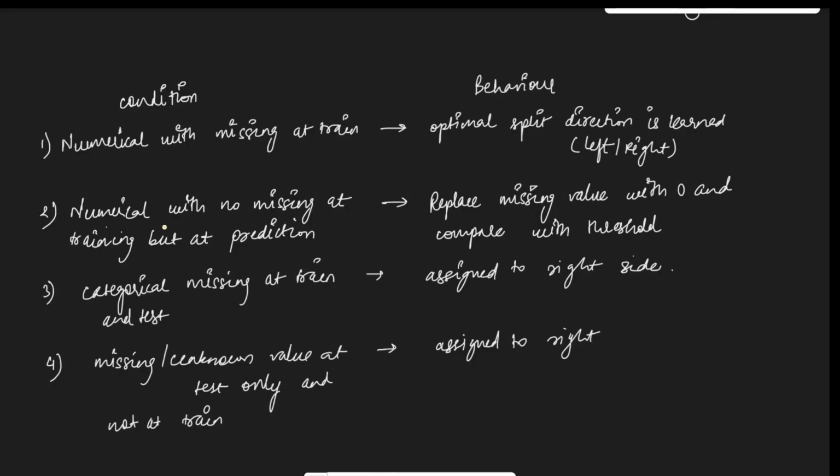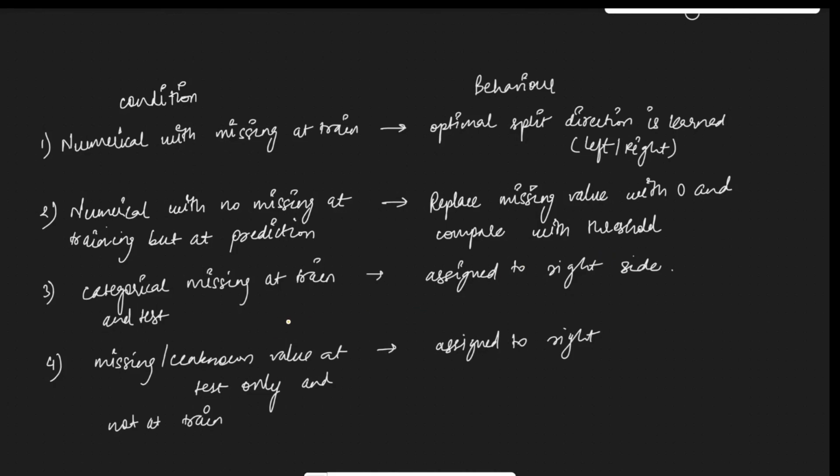If there is numerical data which is not missing at training, but there are missing values at the time of prediction, then these missing values are first replaced with 0, and then they are compared with the thresholds that are there for the trees, and whichever path is right according to that threshold would be chosen.